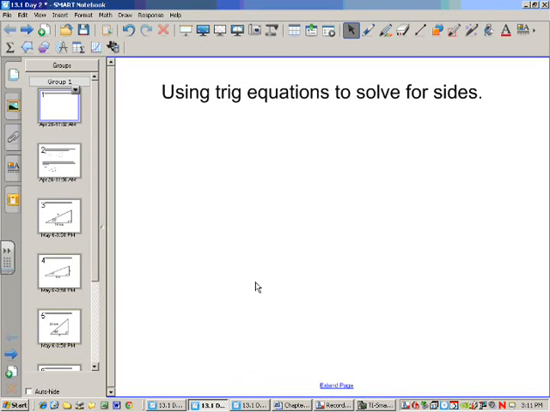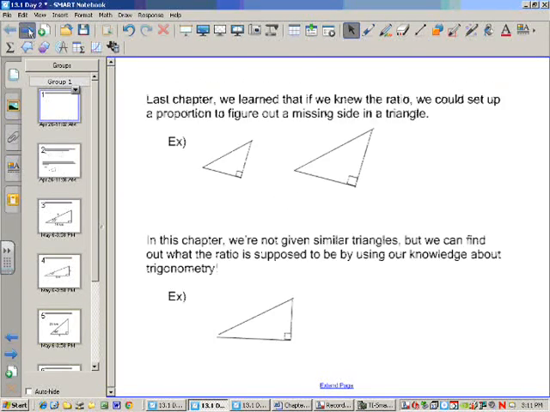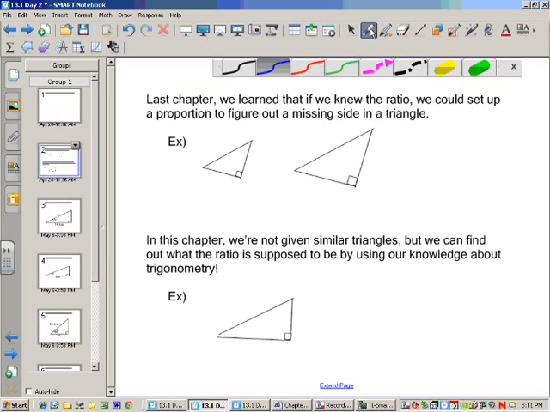Hello, today we are going to be learning about trigonometric equations to solve for sides. So we'll be setting up equations using sine, cosine, and tangent to be able to solve for different sides of triangles. Now in last chapter, we learned that if we knew the ratio, we could set up a proportion to figure out the missing sides.